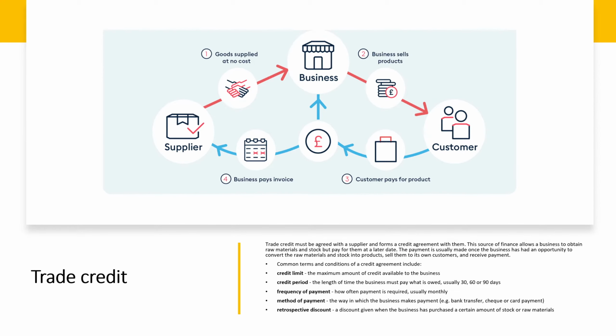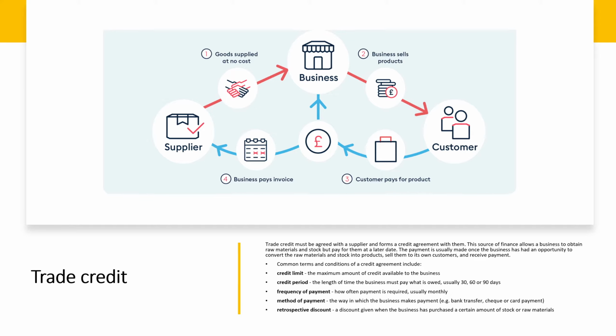Trade credit must be agreed with a supplier and forms a credit agreement with them. This source of finance allows a business to obtain raw materials and stock, but pay for them at a later date. The payment is usually made once the business has had an opportunity to convert the raw materials and stock into products, sell them to its customers, and receive payment.